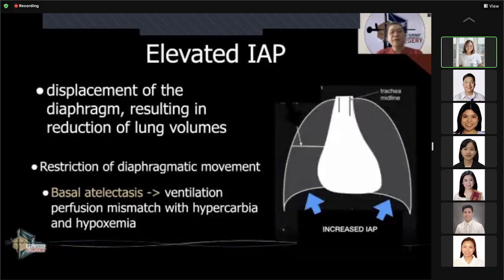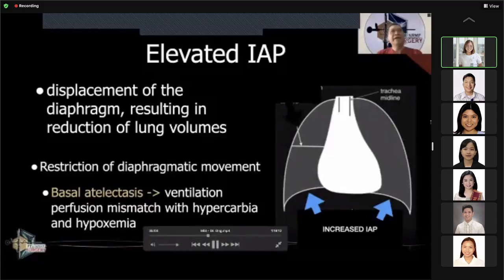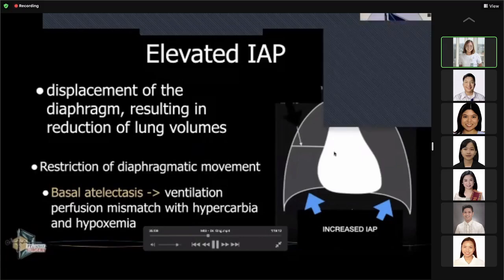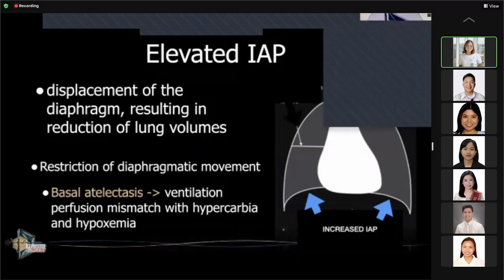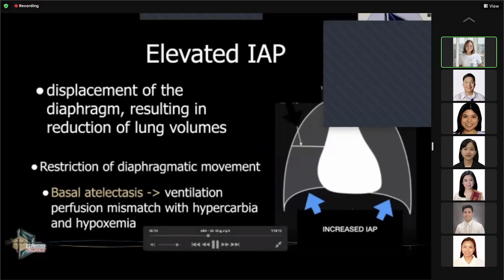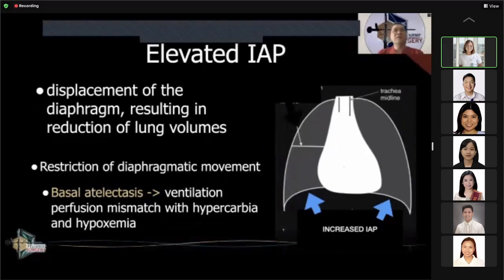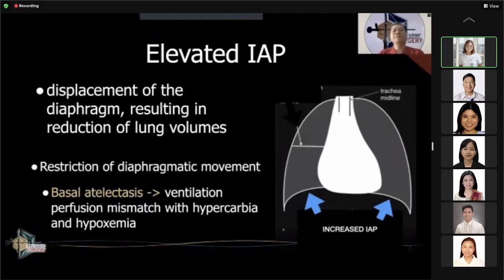So this is the problem when you have increased intra-abdominal pressure, you compress the lungs. The problem here is it produces some sort of basal atelectasis. So after the surgery, patients within the first 24 hours sometimes develop fever. This is due to the basal atelectasis during the pneumoperitoneum. So most patients after the surgery, you tell them to have deep breathing exercises just to re-expand those atelectatic lung bases.